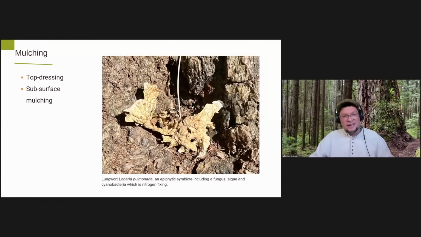And that maple tree also produced a huge amount of Lobaria pulmonaria, a form of lungwort. It's an epiphytic symbiote, which includes a fungus, an algae, and cyanobacterium, which is nitrogen fixing. So I just ran the mower over it and used the result as a top dress slow release fertilizer. And then before the winter, I top dressed the mulch with finished compost to protect it from wind erosion. So I was effectively practicing a form of subsurface mulching.